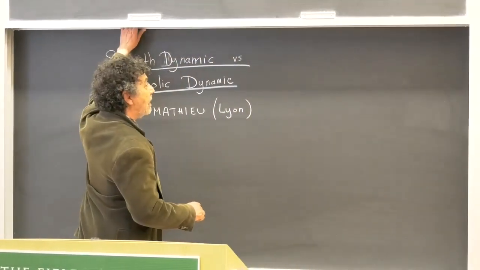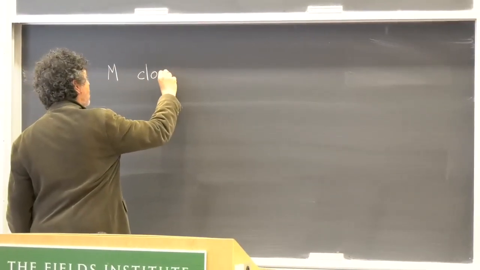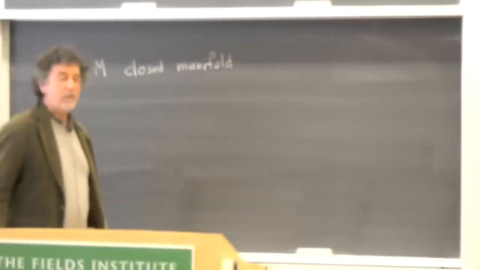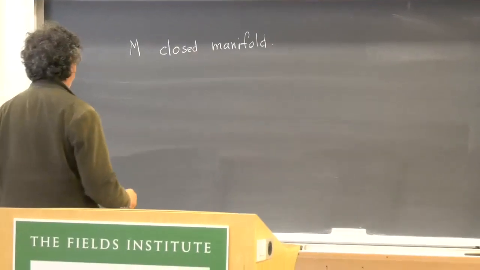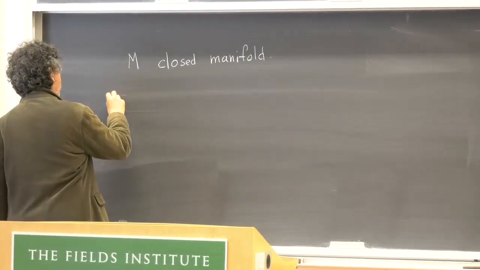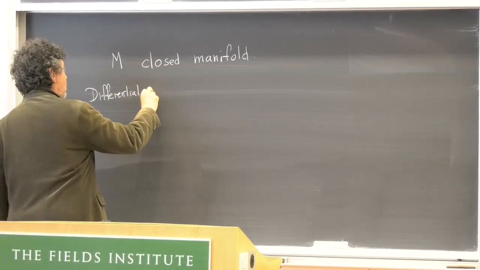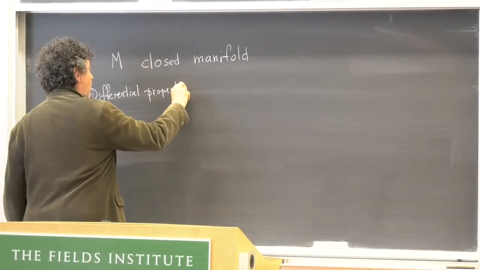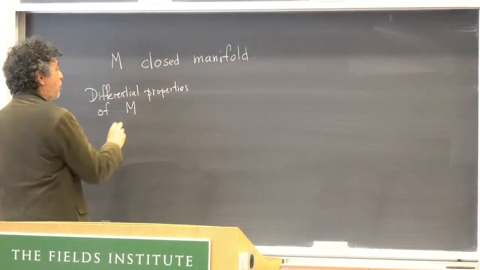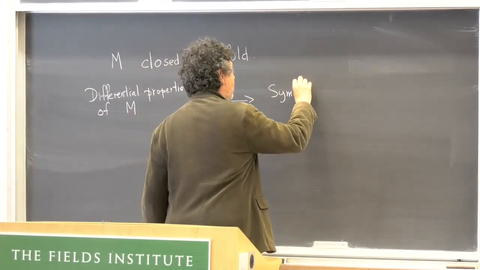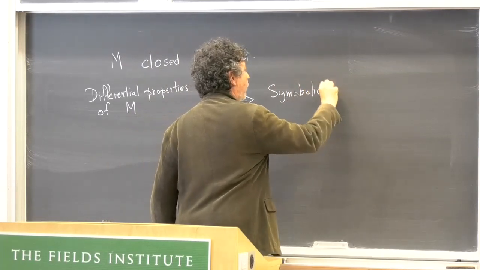So the talk is about the following. You start with M, a closed manifold. And I would like to investigate the connection between some differential properties of M, like smooth dynamics, and the symbolic dynamics of the fundamental group.